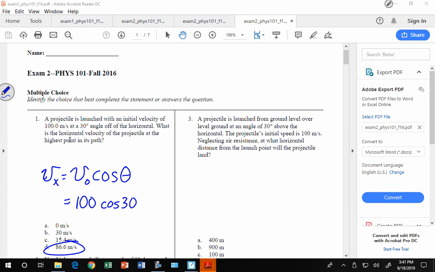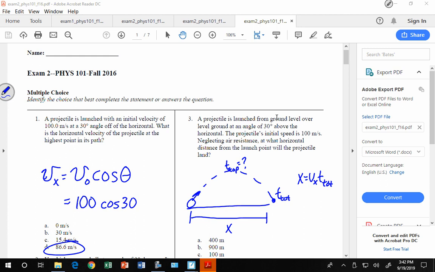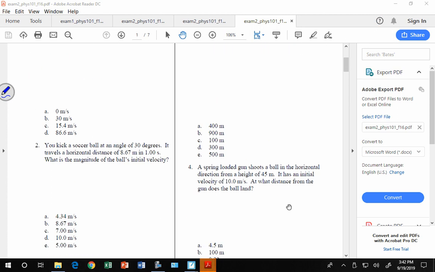Now, want to do number 3? We've done number 3. Number 3 is just like the one we did before, where I have an object and I'm finding the horizontal range. First, I would find T top. Then I would find T total, just doubling it, right? And X would be equal to Vx times T total, where Vx is V cosine 30. We can come back to that, but let's scroll down through some of these others.